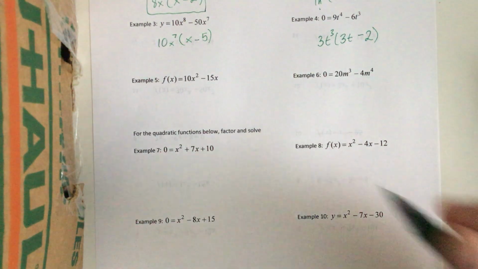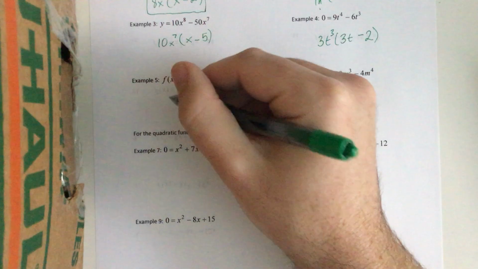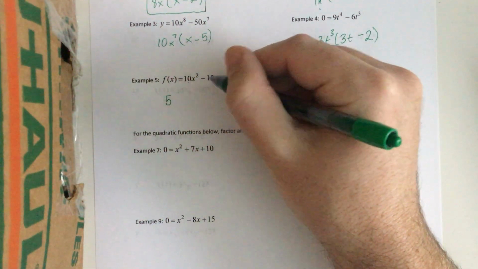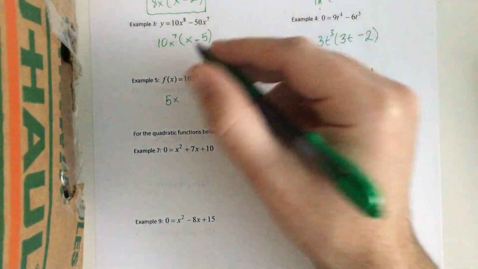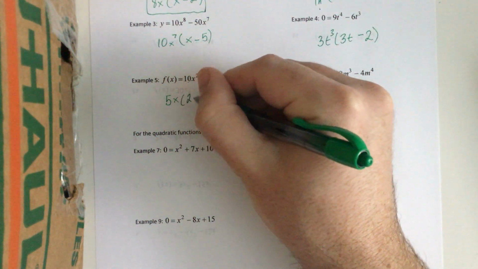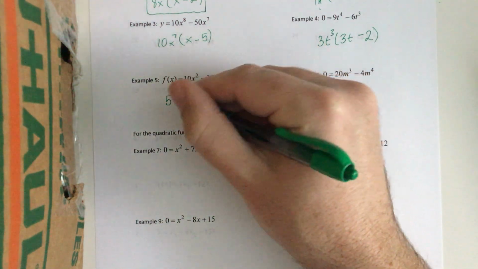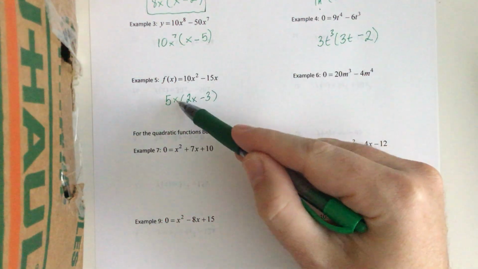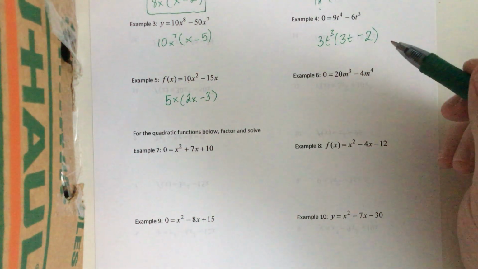On example 5, I can take out a 5 from 10 and 15. That's the greatest number we can take out. And they both have x's. This has 2, this has just 1. So we're going to take out a 5x. We're going to be left with 2x minus 3. So 10 divided by 5 is 2. 15 divided by 5 is 3. Remember, you can always check it by distributing back in, seeing if you end up with what you started with.